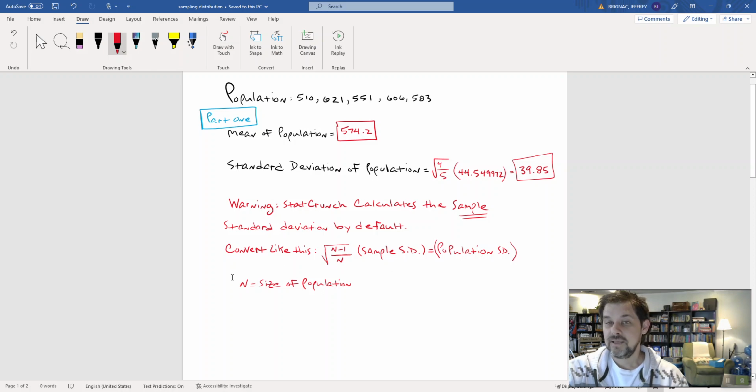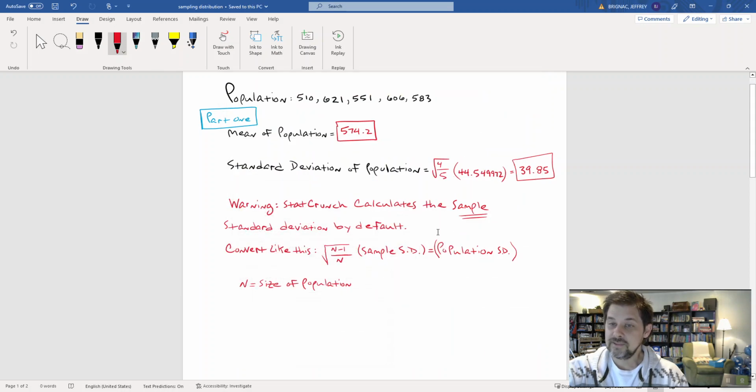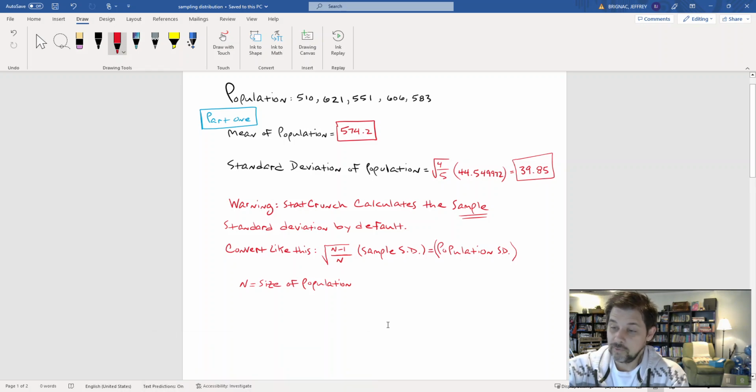So in my case, the population was these 5 numbers. That would be n equals 5, n minus 1 is 4, n is 5, so I get the square root of 4/5 times, you see that 44.549972? That's this number right here, okay? So yes, just like this formula says, I'll take the square root of 4/5 times the sample standard deviation. I'll get 39.85. That's the population standard deviation, okay? So I mean, that's maybe an annoying thing, but that's the way it is.